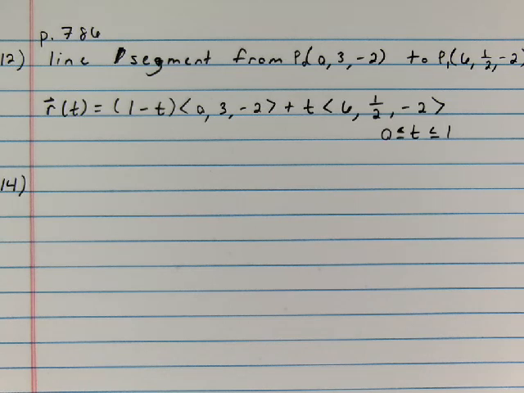Oh, sorry, that's the wrong question. I read 13. The circle in the plane z equals -1 centered at (2, 4, -1) with radius 5/2.